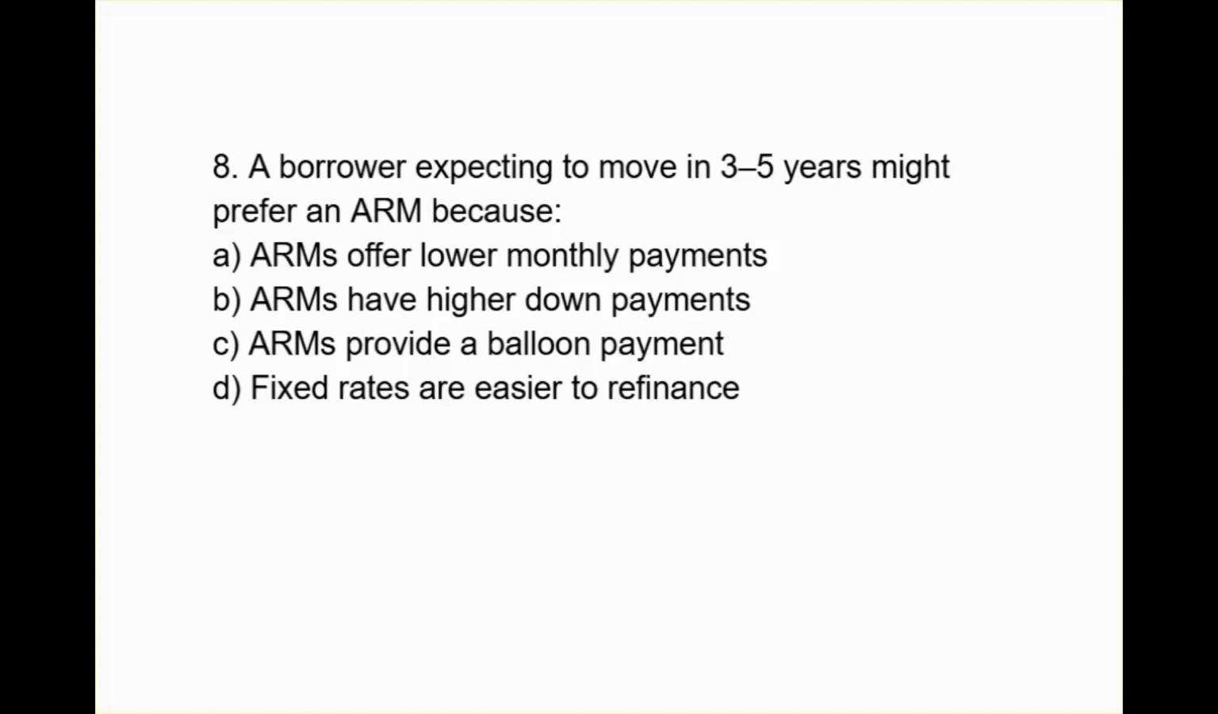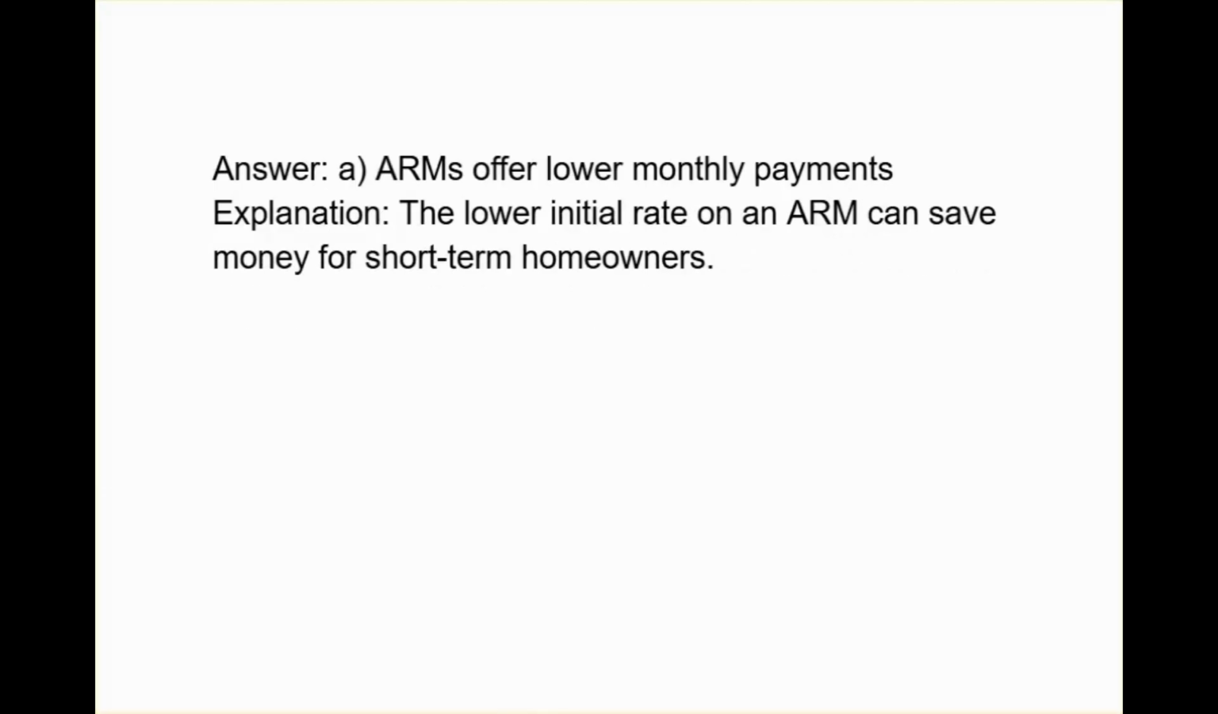A borrower expecting to move in 3 to 5 years might prefer an ARM because: A. ARMs offer lower monthly payments. B. ARMs have higher down payments. C. ARMs provide a balloon payment. D. Fixed rates are easier to refinance. A. ARMs offer lower monthly payments. The lower initial rate on the ARM can save money for short-term homeowners.